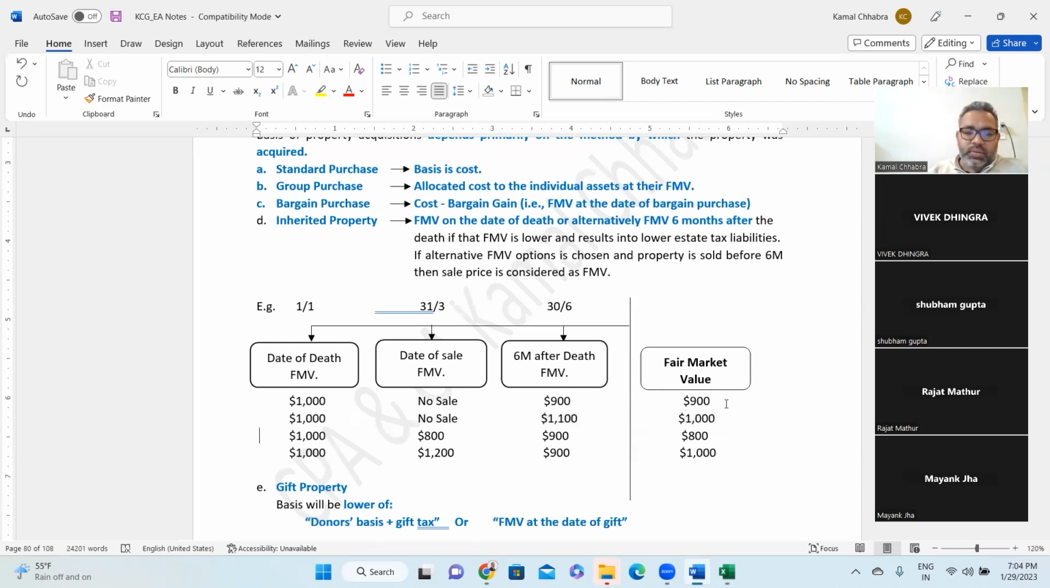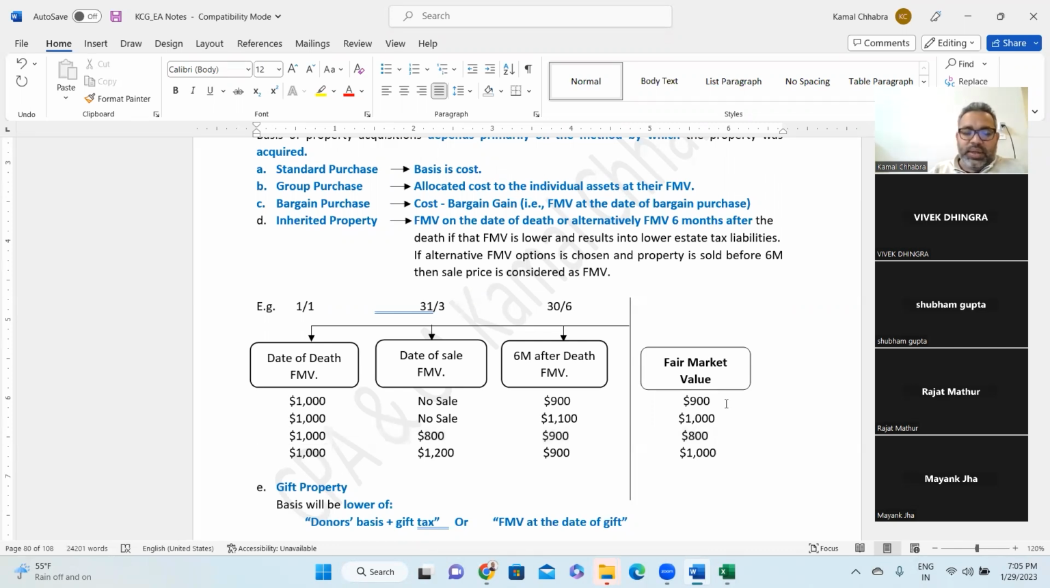Third scenario: the fair market value on the date of death is again the same $1,000, but now you have decided to sell and you are selling it on 31st March for $800. Whereas the fair market value 6 months later is $900. So what should you consider for the payment of taxes? $800. That's what it means. If you are selling it before 6 months, then you need to consider the sales price. Make sense? If the alternative fair market value option is chosen and the property is sold before 6 months, then the sales price is considered as the fair market value.